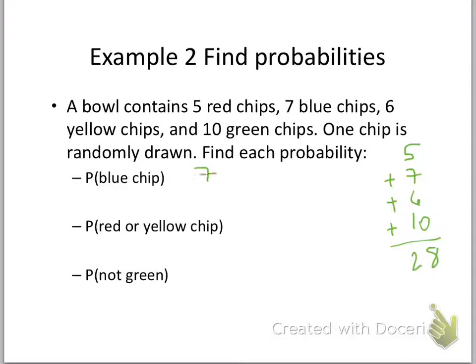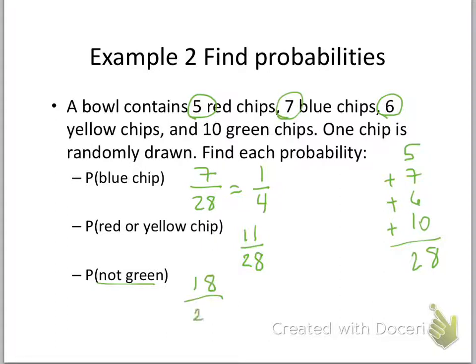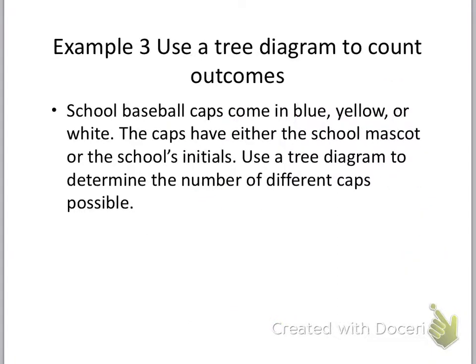So I've got 7 blue chips out of 28. That simplifies to 1/4. A red or a yellow chip. Remember, still out of 28 here, but I've got red or yellow. So that's going to be 11 out of 28. That can't simplify. Not green, so that means red, blue, or yellow. That gives me 18 out of 28, which will simplify to 9 out of 14. Okay. Hope you got those right.